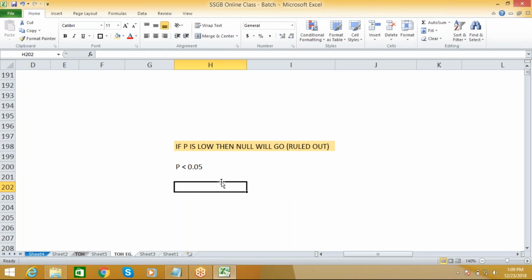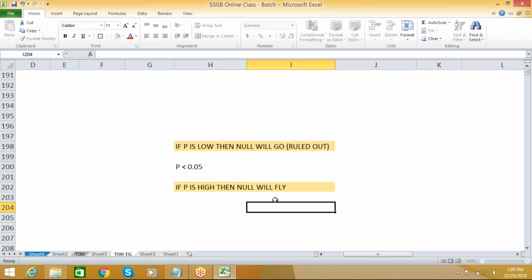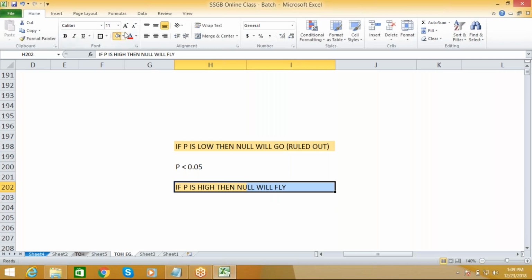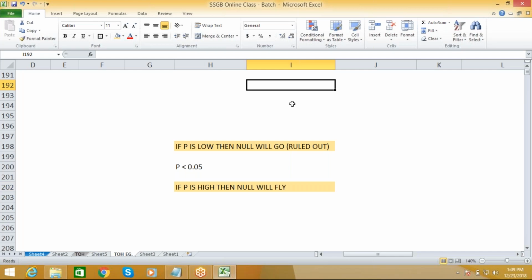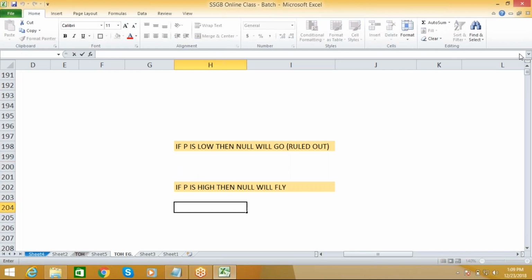Okay. So there's another one similar to this, just the other way of putting it. If p is high, then null will fly. When we say fly, null will be applicable. So either way, you can choose any one of these, whichever is easy for you to remember the rule. It's up to you which one you want to pick up. So if p is high, when p is greater than 0.05, then we'll pick up the null and null will be applicable.